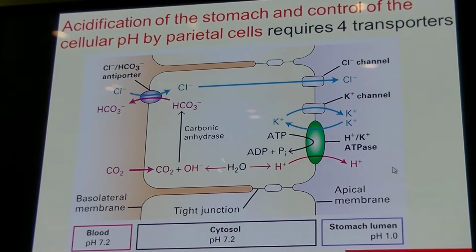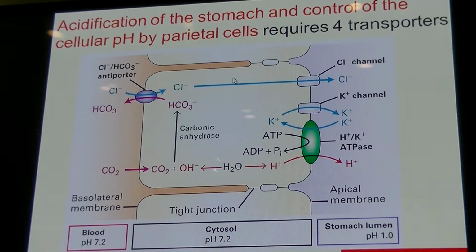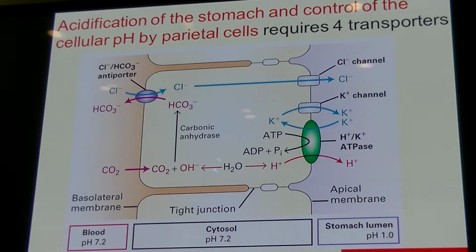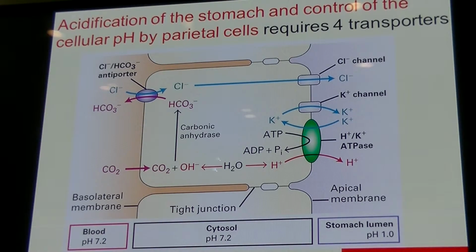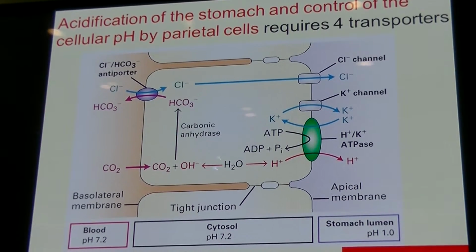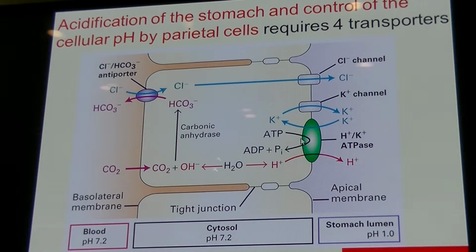So you need to be able, on the exam, if I give you the drawing of the cell, to fill in all the 4 transporters that are required to control the pH of the stomach. And for each transporter, you need to tell me how it's driven. So here we're driven by ATP.